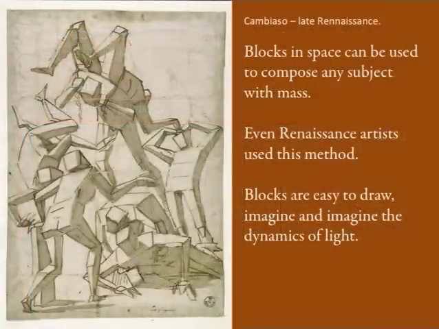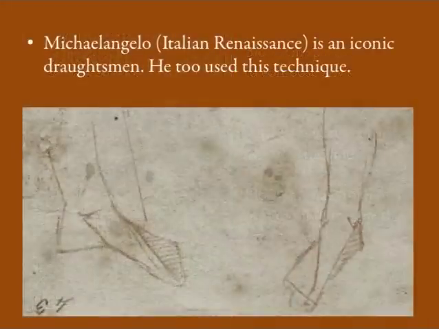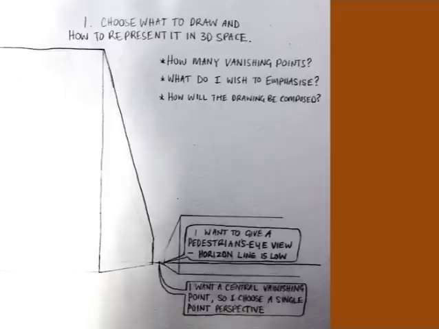Here Cambiaso, a late Renaissance artist, uses blocks to represent figures tumbling. Blocks are easy to imagine and draw. They're also very easy to light, because there's no question about where the light falls. Here Michelangelo, one of the greatest artists ever, uses blocks just like Cambiaso's to represent feet. Even Michelangelo uses the very same constructive method to draw.